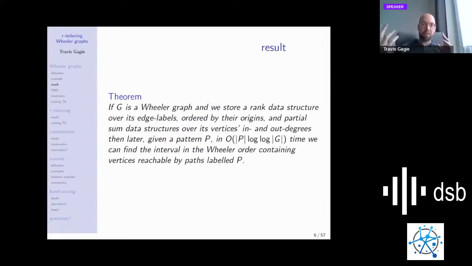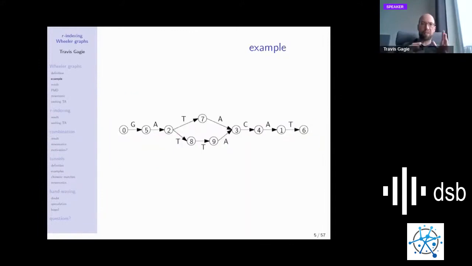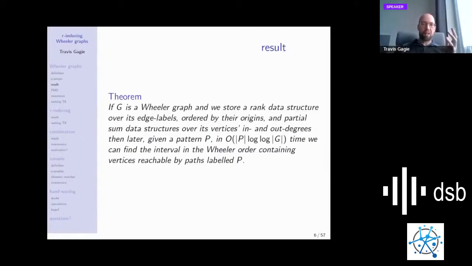Why do we care about Wheeler graphs? If G is a Wheeler graph, and we store a rank data structure over its edge labels ordered by their origins, and a partial sum data structure over the vertices' in- and out-degrees, then later, given a pattern P, in time O(|P| log |G|) we can find the interval in the Wheeler order containing the vertices reachable by paths labeled P. So if we consider the language of this graph to be the strings that label walks on it, we can construct a compact and fast index for that language.